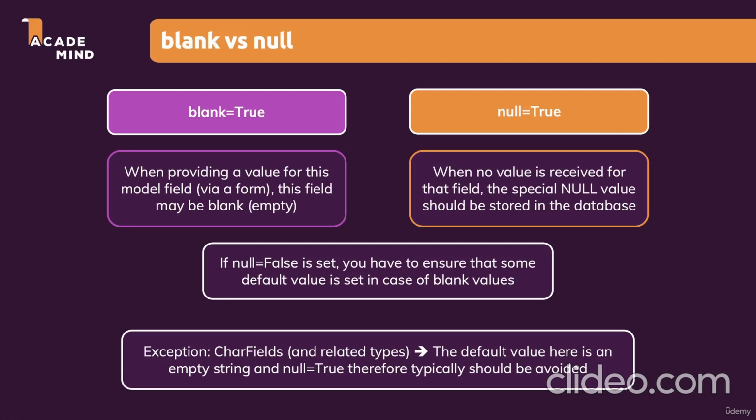Without null equal true, this would not be allowed, and then for any other fields than char fields or email fields, so for any non-text fields, Django would not know what to store, and it would therefore throw an error. That hopefully clarifies a little bit what blank and null are about, and therefore that is what you should keep in mind when you see those values being used throughout the course.